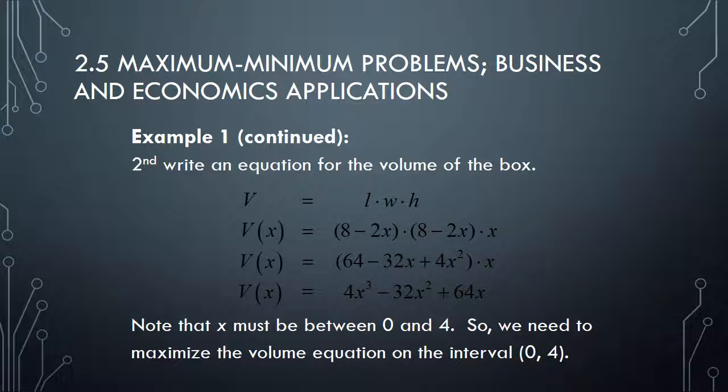Now, x needs to be between 0 and 4 because the square piece of cardboard we start with is only 8 inches on each side. You can't take off more than 4, because more than 4 will cut off more than just the side length. So x cannot be more than 4. In fact, you don't want it to be 4 because then you'll just cut the side length off, and it's got to be greater than 0. So our volume is going to be maximized on the open interval from 0 to 4.